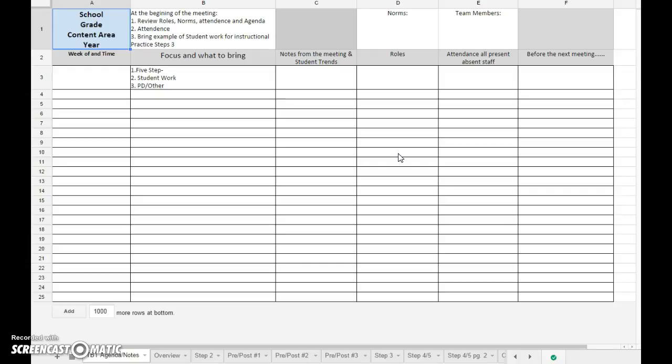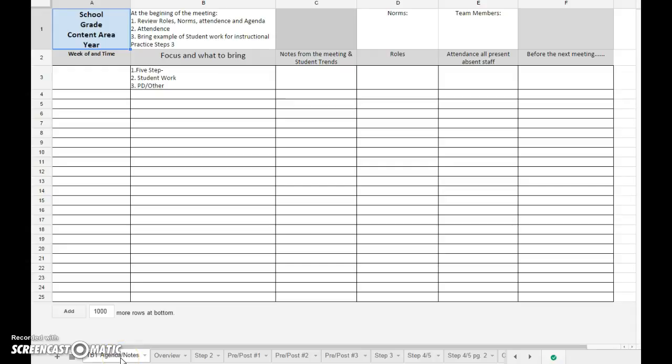So let's look at the form. This is our form. At the bottom of the form, it actually will take you through the 5-step process. We're going to go through each tab. I'm going to show you a form that is not completed and a form that was completed by one of our TBTs. Okay, the first tab at the bottom is the TBT agenda and notes.